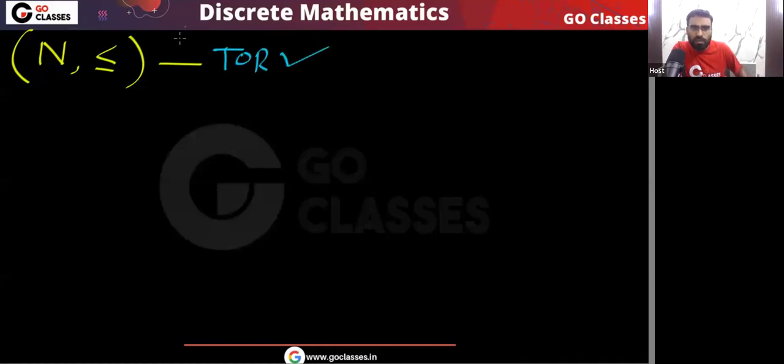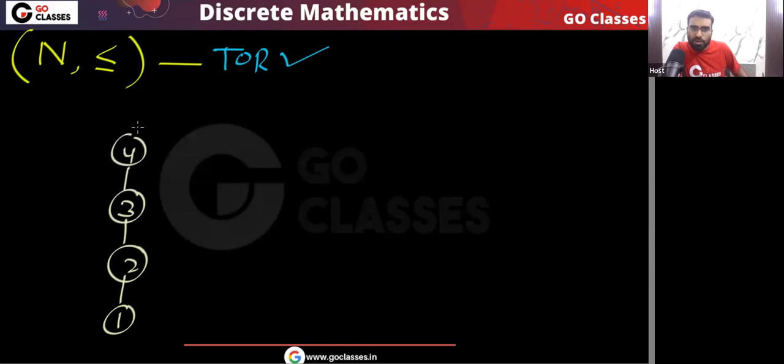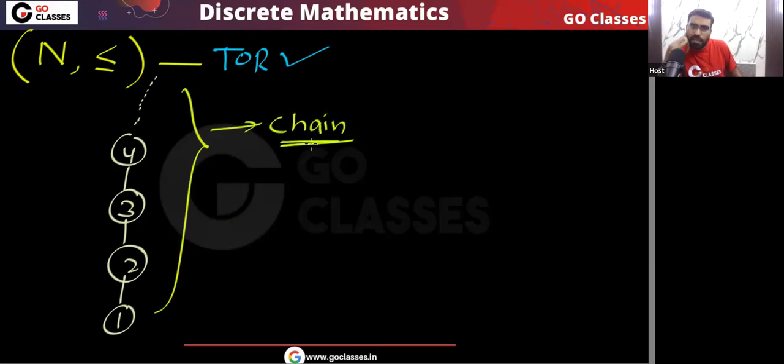Now you tell me what the Hasse diagram will be. The Hasse diagram is very simple. 1 is related to 2 because 1 is less than or equal to 2. 2 is less than or equal to 3, 3 is less than or equal to 4, and so on. Is this infinite or not? This is an infinite chain. So again, very simple, you are getting a chain. Of course, this is infinite.